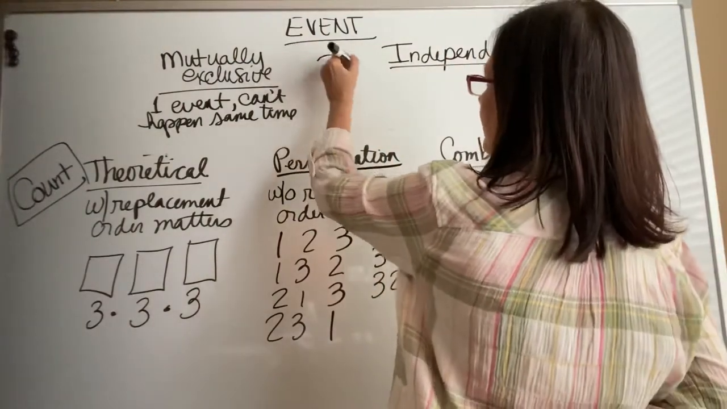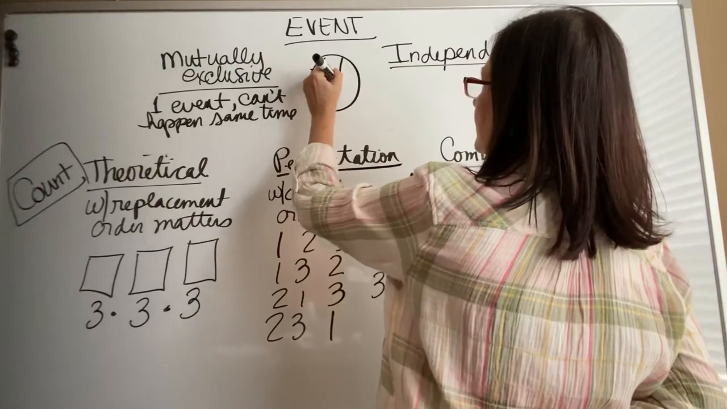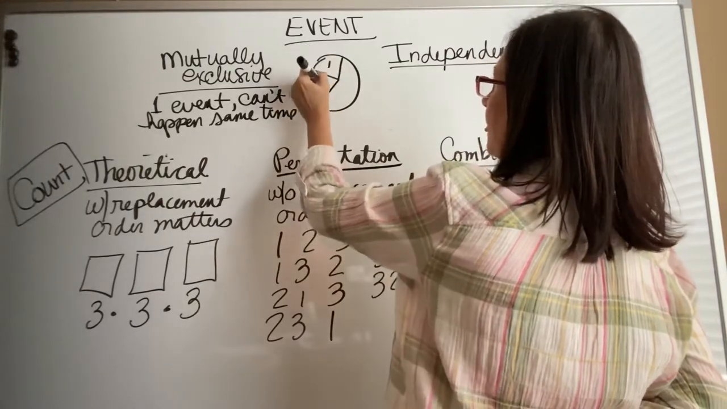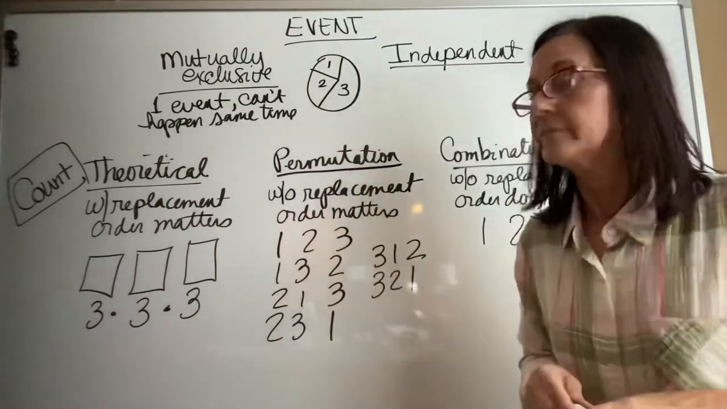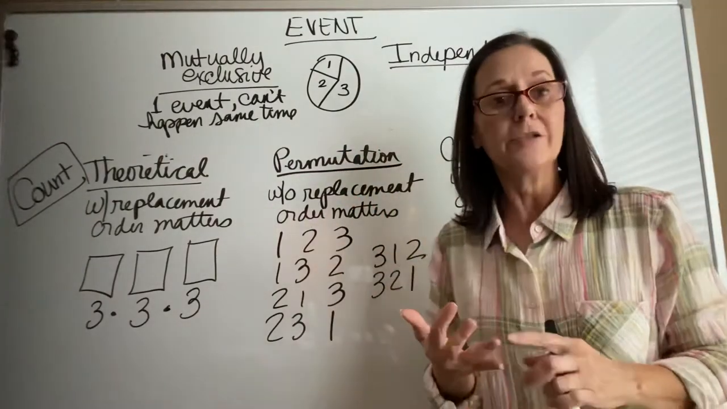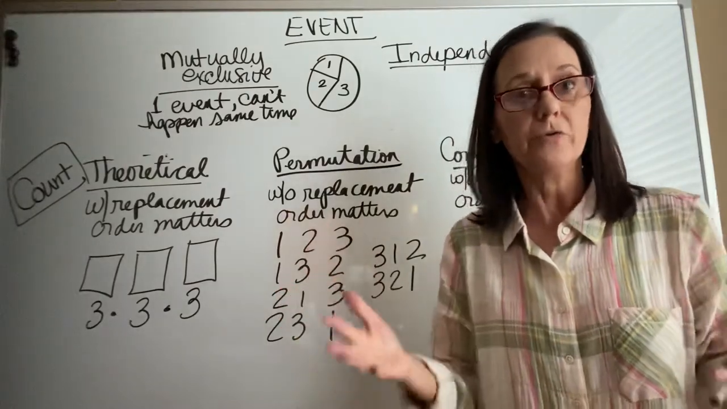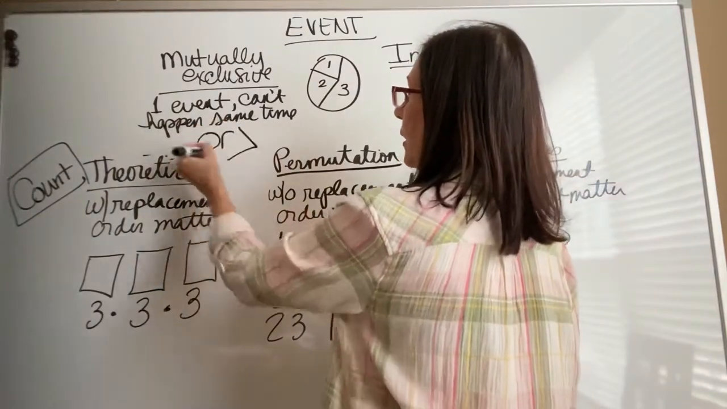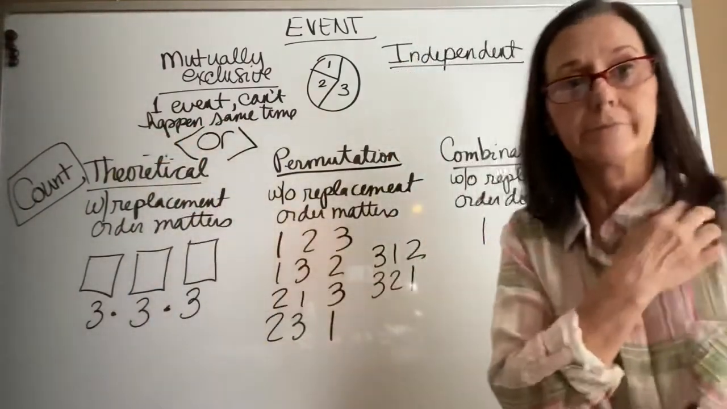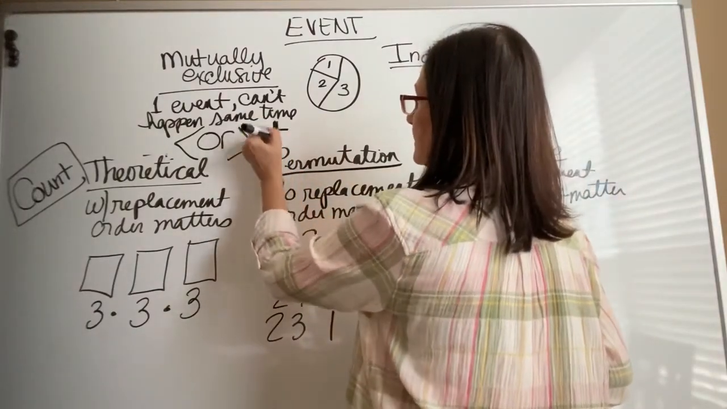Let's suppose I have a spinner. I'm playing a game. I have a spinner. It's broken down into 3 sections. 1, 2, 3. When I hit the spinner, I'm either going to land in 1, 2, or 3. There's no crossover, right? It's either 1 or 2 or 3. With mutually exclusive, you're going to hear the word or, right? Key word. I'm adding the probabilities.